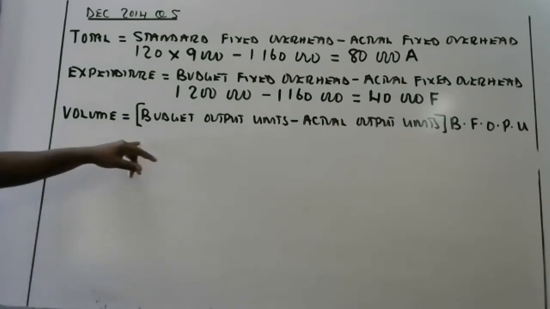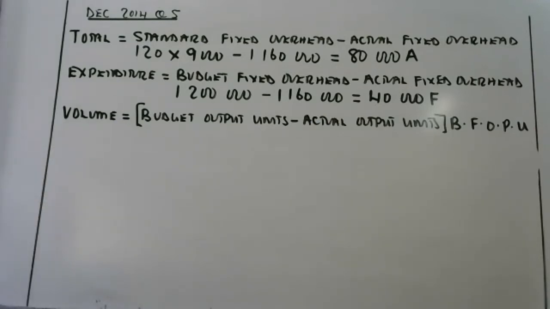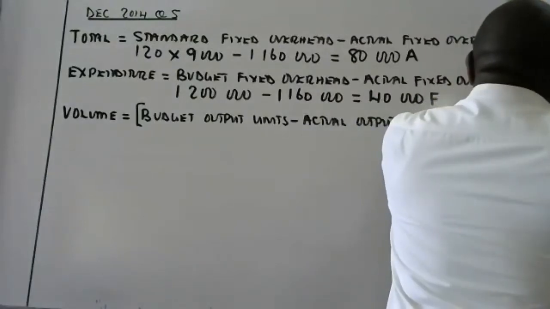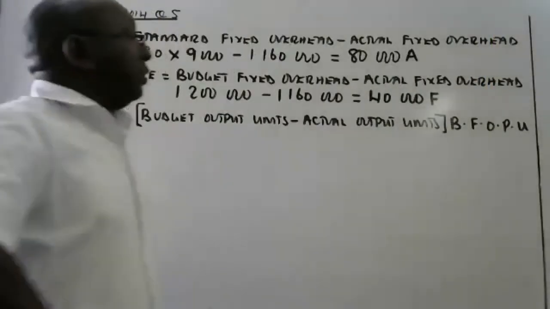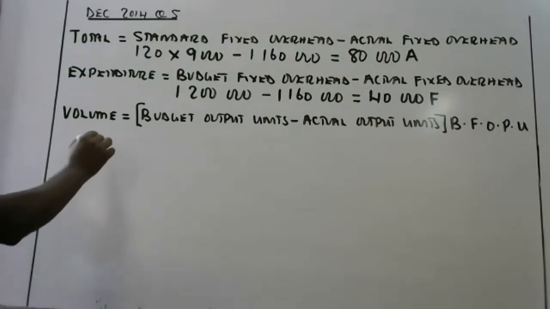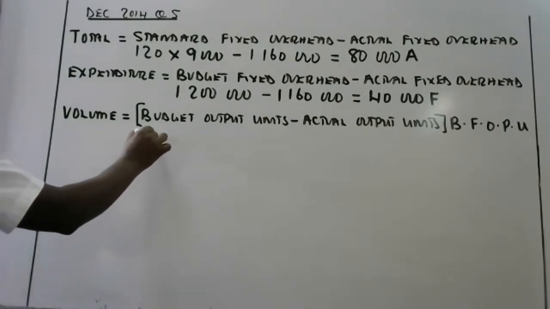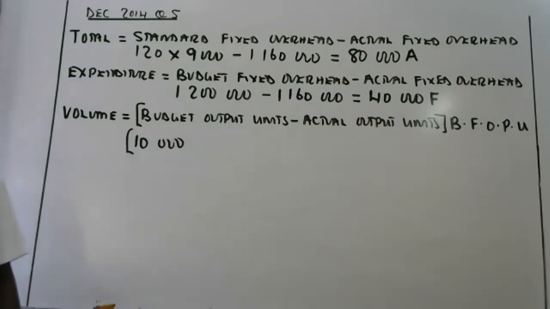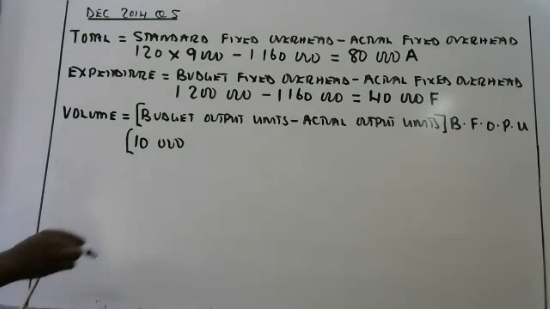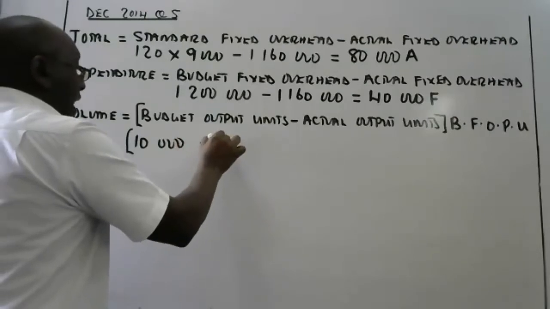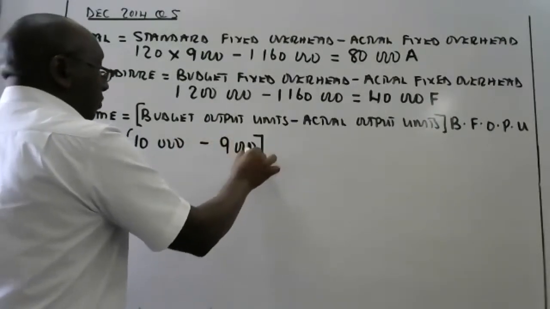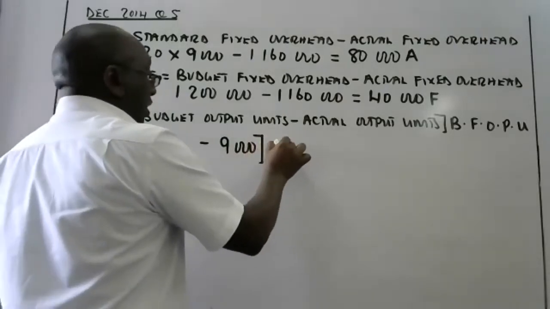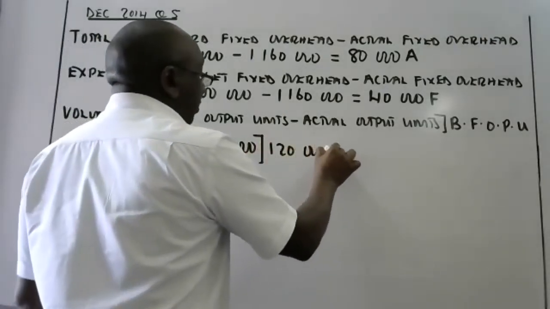Kumaliza hii nikumbushe nikupea sasa hivi. Nimesahau kupea habari ya variance. Compare the question. Haya, sasa according to our budget tulifaa kutengeneza 10,000 units. But the actual results gave us 9,000 units. And according to our budget, every unit should have costed us 120.